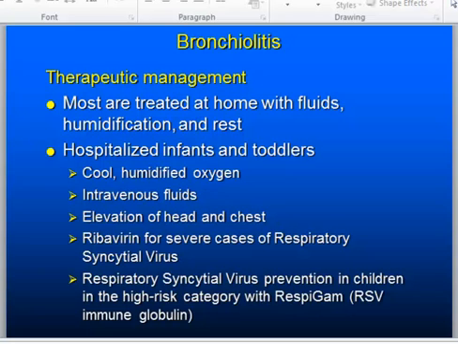We'll also do IV fluids, especially for the child that's acutely ill, who's dehydrated, or who has poor fluid intake. The infant is usually positioned at a 30 to 45 degree angle. Antibiotics are usually not given unless there is a secondary bacterial infection. They can give ribavirin for severe cases of RSV, and there is also RSV immunoglobulin for prevention that they give children.